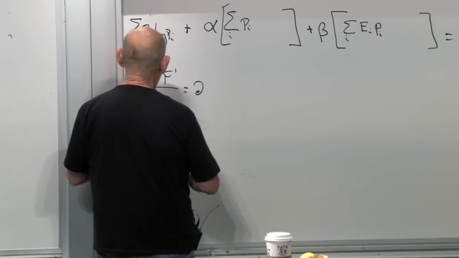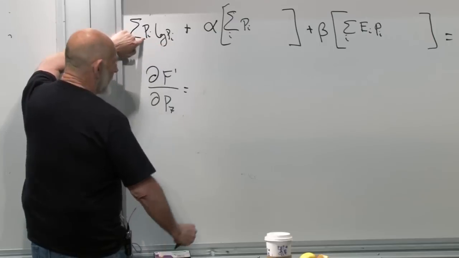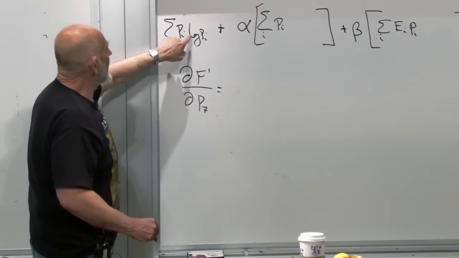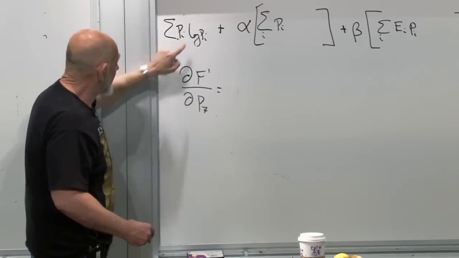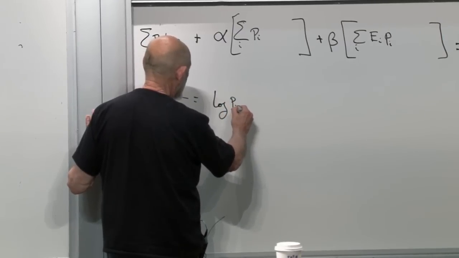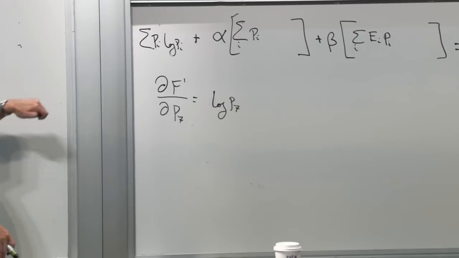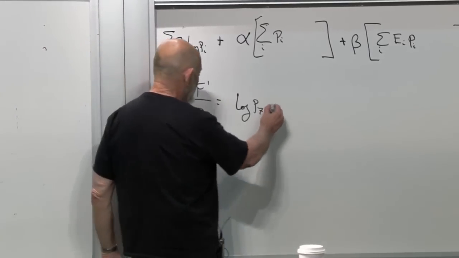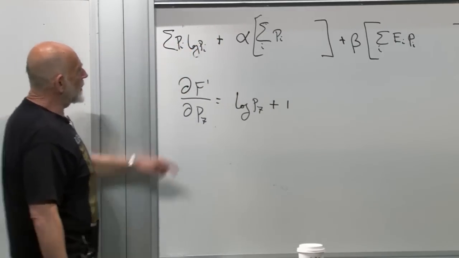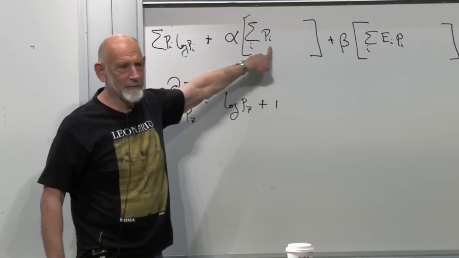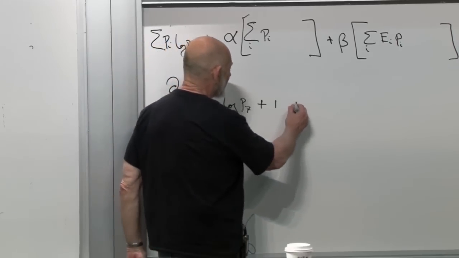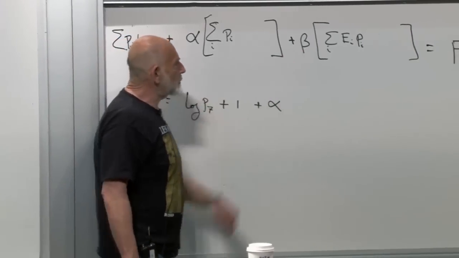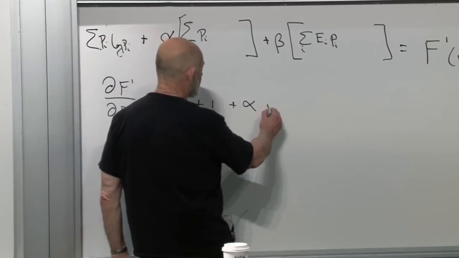So the derivative of F prime with respect to p7 is the derivative with respect to p7 of p7 log p7. We have p log p, so there are two terms in the derivative. In the first term, we differentiate p keeping the log, so that gives us just log p7. Differentiating p gives us 1. What's the other term, where you differentiate the log? What's the derivative of log? 1 over p, times p, is 1. So this is pretty easy. That's the first term. What's the derivative of this thing here with respect to p7? Really easy, even easier than this one: plus alpha. Same for every one of the p's, incidentally. And how about the derivative of this one? Plus beta e7.